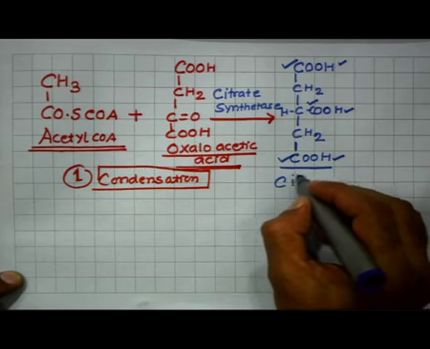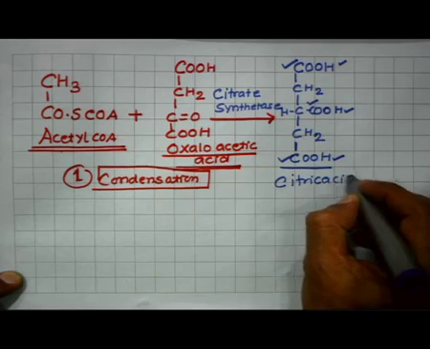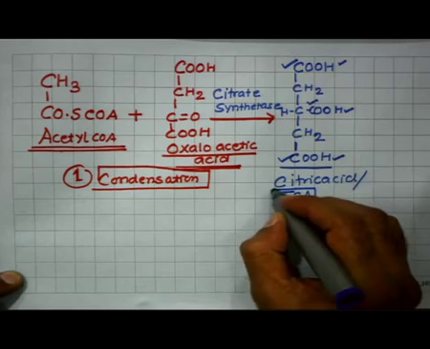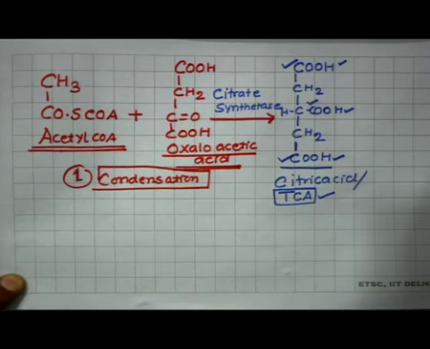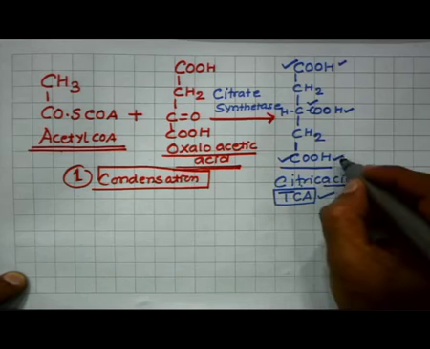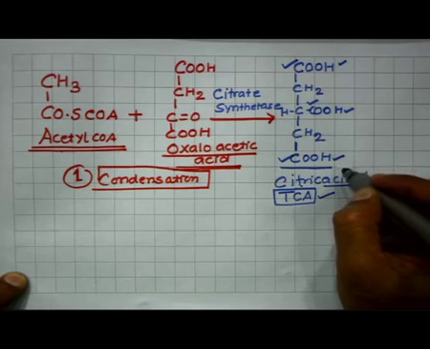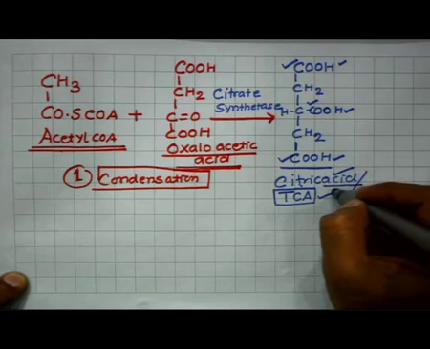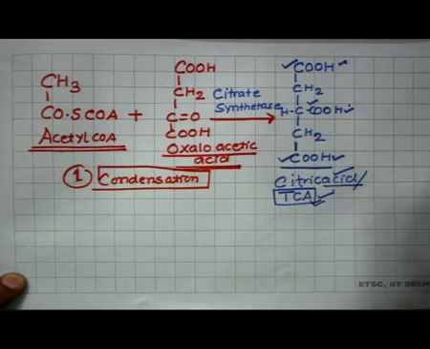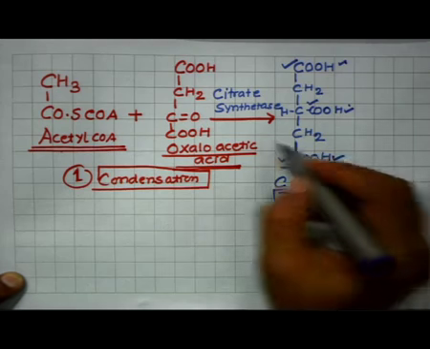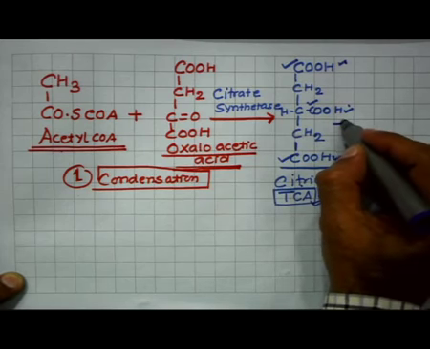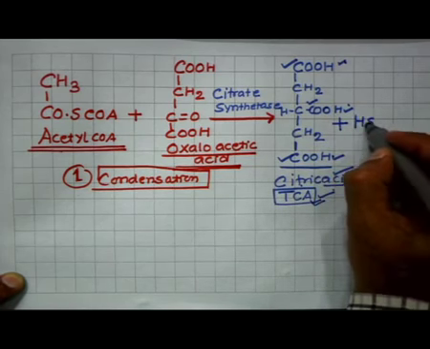So, in case of citric acid, the cycle is also called the TCA, tricarboxylic acid cycle. The Krebs cycle is also called the citric acid cycle, because the first product formed after the condensation is citric acid. This citric acid contains 3 carboxylic groups, so this cycle is called the TCA cycle. Now, this oxaloacetic acid is combined with coenzyme HSCoA.